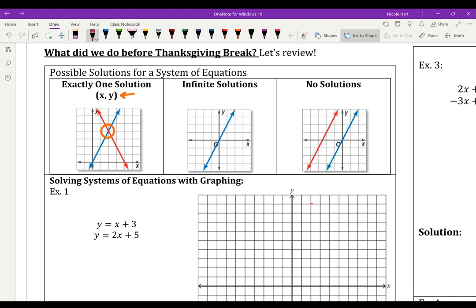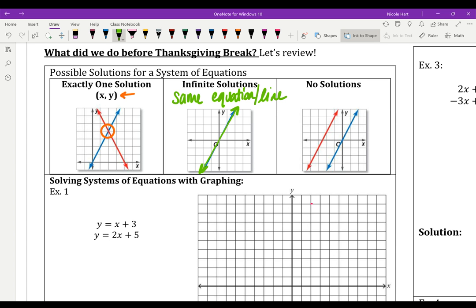The second possibility is if you have infinite solutions, and a system of equations is made up of two or more equations. Well, I only see one line here. This occurs when you have the exact same line or the exact same equation. It's identical, it's sitting on top of itself, so they're always going to be touching, they're always going to be interacting. So they have infinite solutions. Again, this happens when they have the same equation or line.